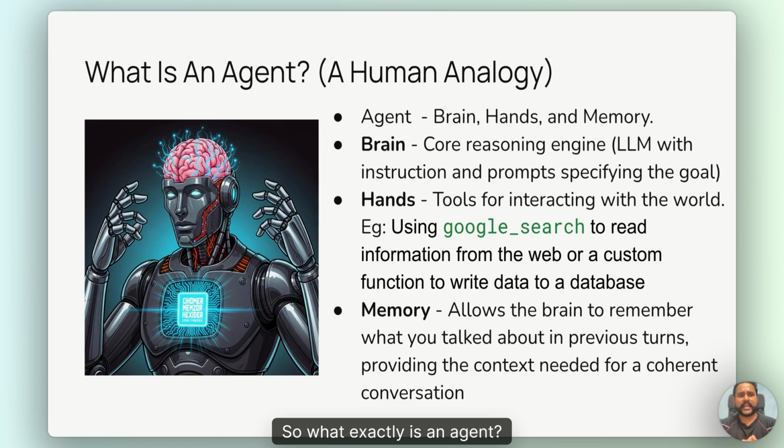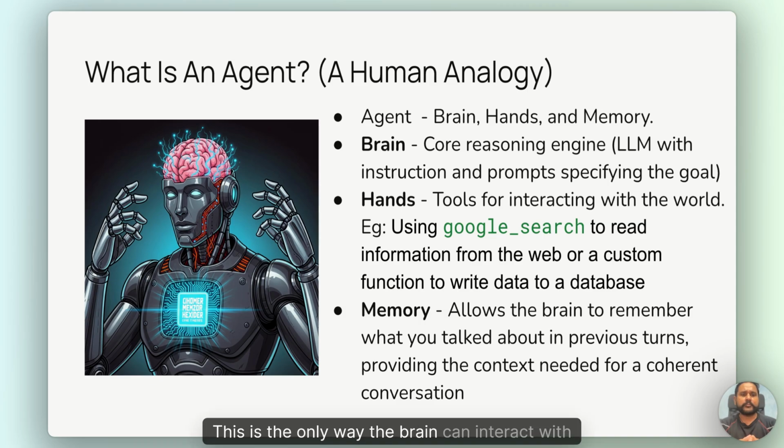So, what exactly is an agent? The simplest way to think about it is an agent has three essential parts: a brain, hands, and a memory. First, at the center, you have the brain, which is the large language model like Gemini. This is the core reasoning engine. The instruction prompt we give it acts as its mission briefing, telling it what its goal is for a specific task.